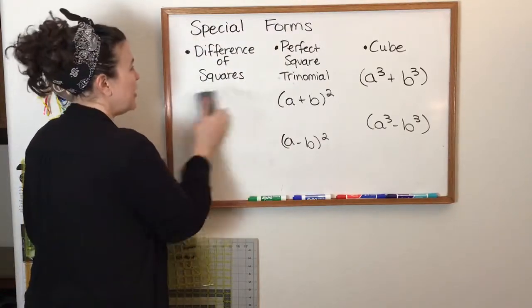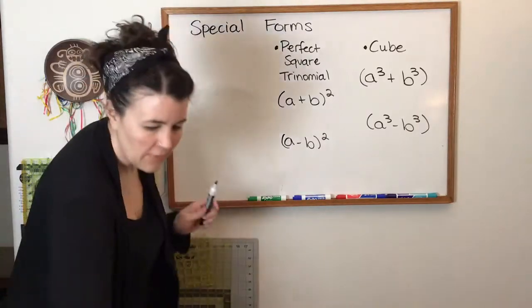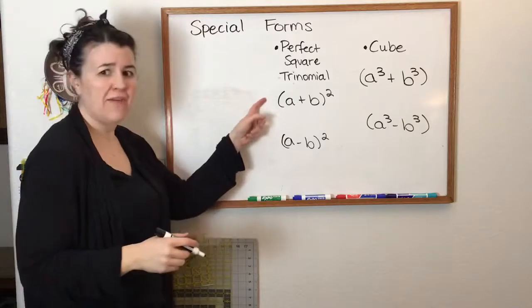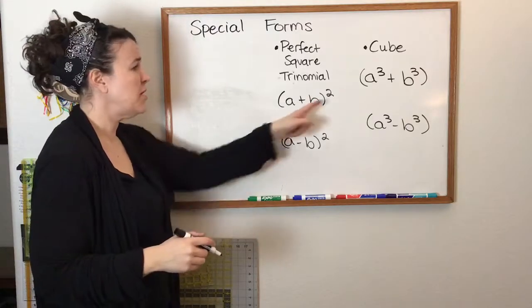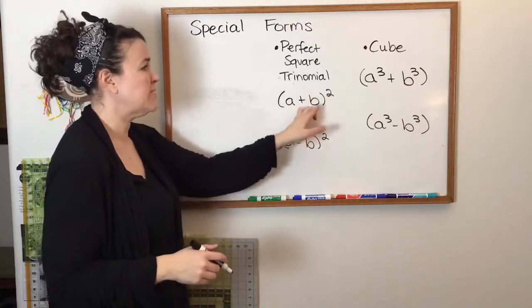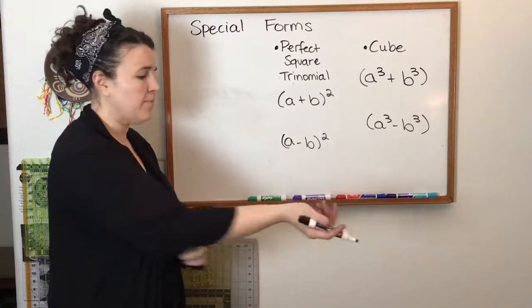Now, perfect square trinomial has 2 formats. You can have the positive version and the negative version. They call it a perfect square trinomial because it's made up of a perfect square.